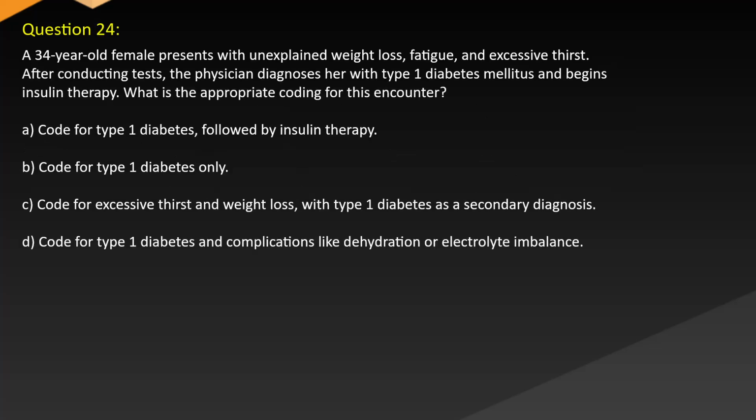Question 24. A 34-year-old female presents with unexplained weight loss, fatigue, and excessive thirst. After conducting tests, the physician diagnoses her with type 1 diabetes mellitus and begins insulin therapy. What is the appropriate coding for this encounter? A. Code for type 1 diabetes, followed by insulin therapy. B. Code for type 1 diabetes only. C. Code for excessive thirst and weight loss with type 1 diabetes as a secondary diagnosis. D. Code for type 1 diabetes and complications like dehydration or electrolyte imbalance.